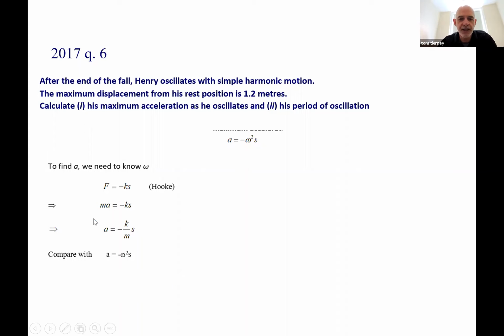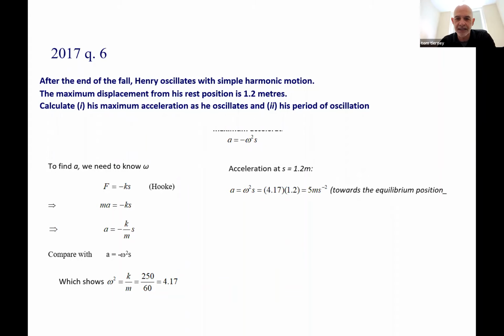So here, linking together simple harmonic motion and Hooke's law, we can find that K over M is equal to omega squared. Now that's something that's not in your tables, but features often enough that really it probably should be, so be aware of that. So omega squared is 4.17. We can then sub that in to get the acceleration is 5 meters per second squared, and the period, 2 pi over omega, is 3.08. It's all about subbing into formula, so always start by writing down any formula that might be relevant.